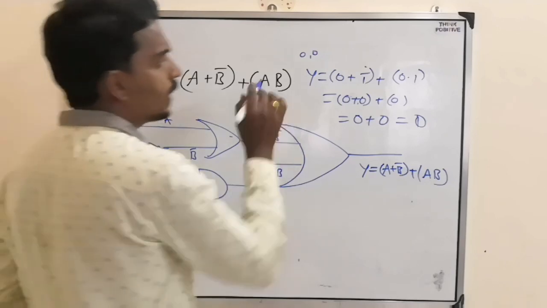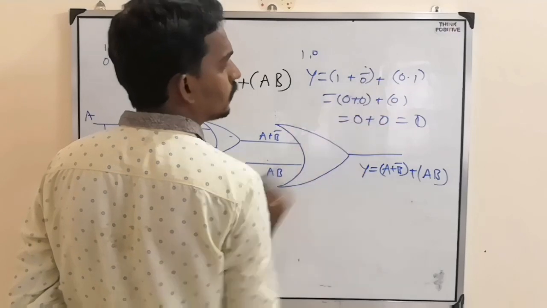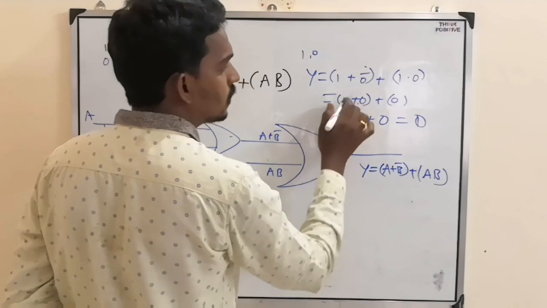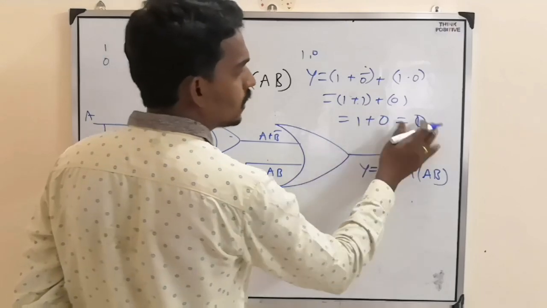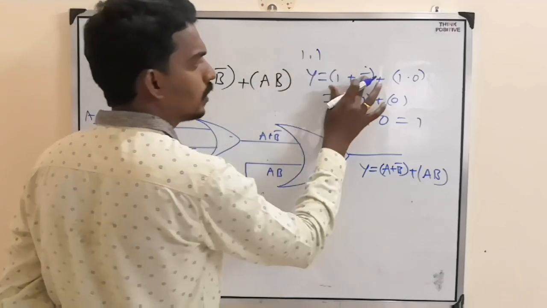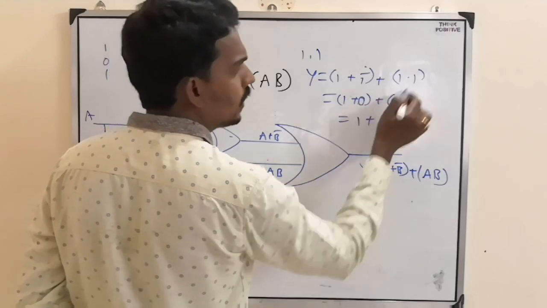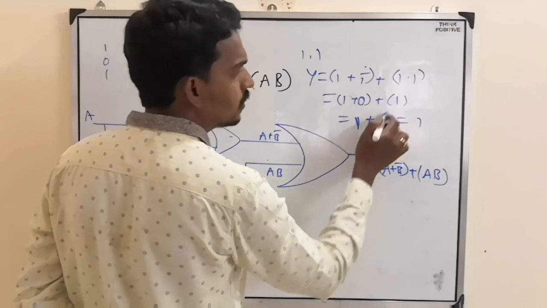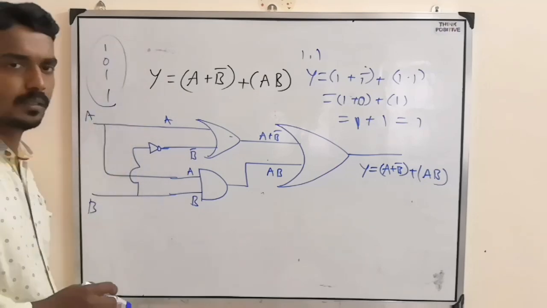Next 1, 0. So this is 1. Now this is 0. This is 1. This is 0. Now this is 1. So 0 bar means this is 1. So 1 plus 1, 1. Now 1 plus 0, 1. So next 1. Then 1 comma 1. So now this is also 1. This is also 1. So 1 bar is 0. 1 dot 1, 1. Now 1 plus 0, 1. So 1 plus 1, 1.